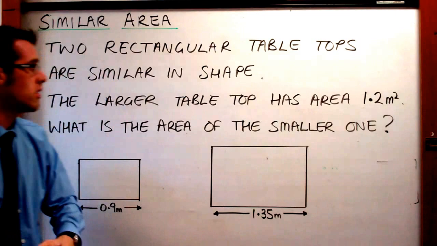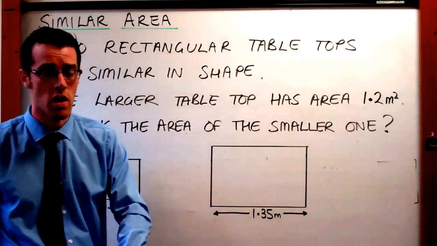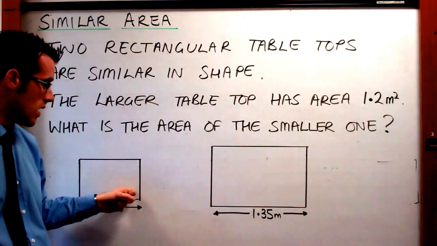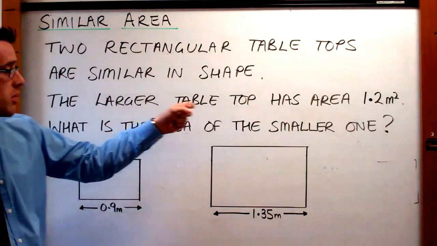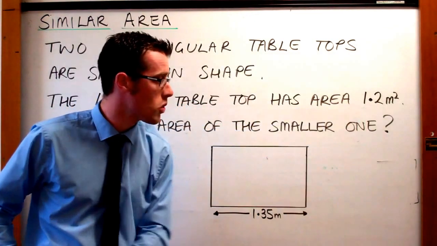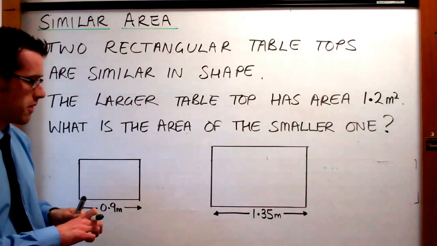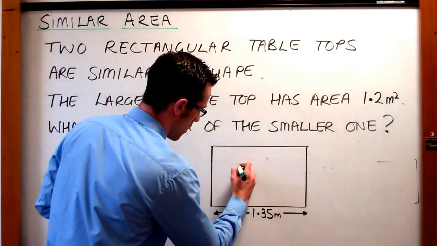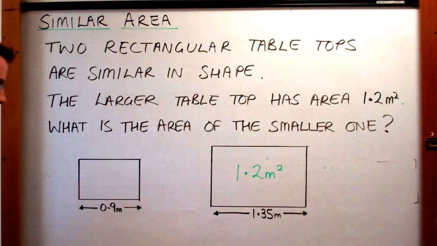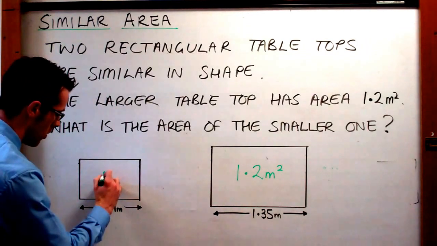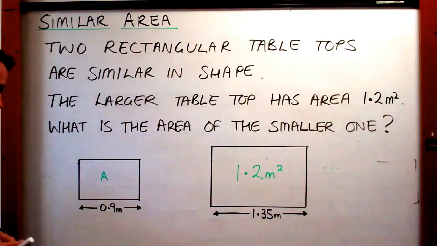So two rectangular tabletops are similar in shape. Remember, mathematical similarity means that they have congruent angles but different lengths, alright? The larger tabletop has an area of 1.2 square metres. What is the area of the smaller one? So let's fill in that information. So the larger tabletop has an area of 1.2 square metres, and we are looking for the area of the smaller one, and we're going to call that A for now, okay?